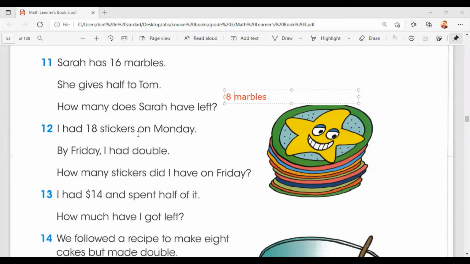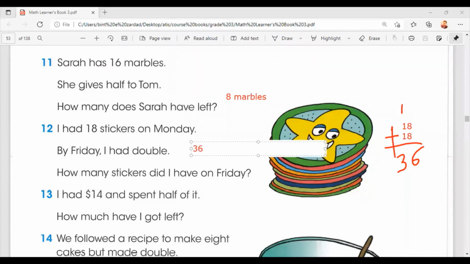I had 18 stickers on Monday. By Friday I had double. How many stickers did I have on Friday? Double 18. So 18 plus 18, or 18 multiplied by 2. Very easy. 18 plus 18. Let us plus 8 plus 8, 16. 1 up carry. 1 plus 1 plus 1, 3. So 36. I have on Friday 36 stickers.